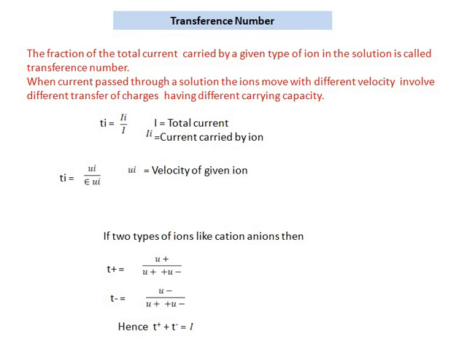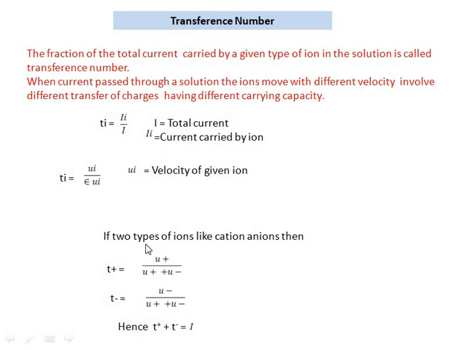The same can also be expressed in terms of the velocity of the ions involved. Here mu i is the velocity of the ion, so Ti is equal to mu i upon the summation of mu i.